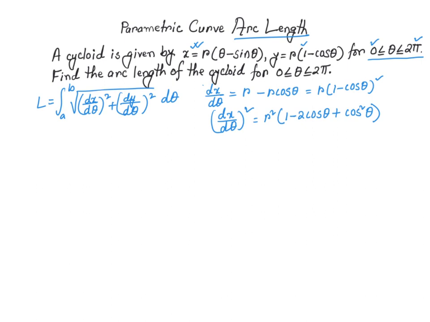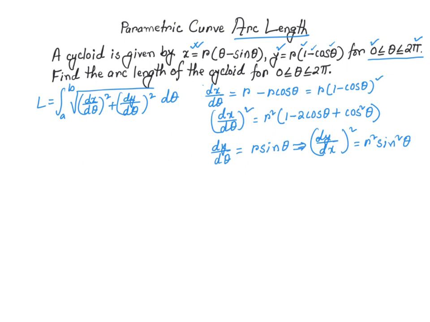Now, similarly, I'll find dy over d theta. My y is right here, so the derivative of r with respect to theta is going to be 0 because r is a constant. Then the derivative of cosine of theta is negative sine of theta. So this negative with negative sine of theta is going to make it positive sine of theta. So it's going to be r times sine of theta. And this one is pretty straightforward. This would imply that dy over d theta whole square is nothing but r square sine square of theta.